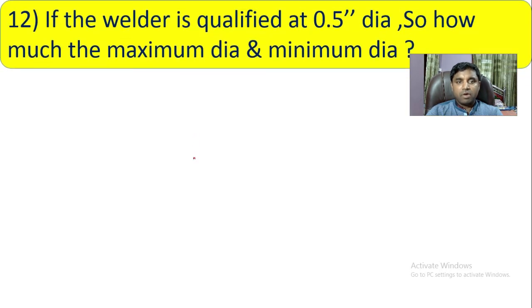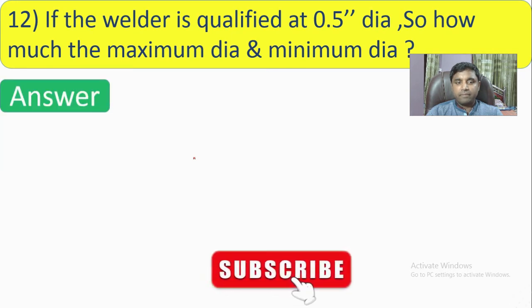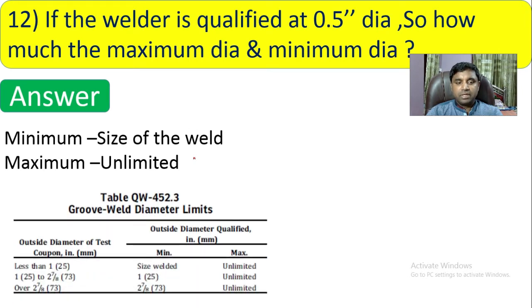Question number 12. If the welder is qualified at 0.5 inch dia, how much is the maximum dia and minimum dia? So you see, one pipe is there, that is 0.5 inch dia, and he is qualified for 0.5 inch. So what is the maximum and minimum dia qualified? The answer is, minimum is the size of the weld and maximum is unlimited. You see here QW 452.3, ASME Section 9. Less than 1 inch, that is 0.5 inch, means less than 1 inch, the minimum is the welded size and maximum is unlimited. So you see the reference here.